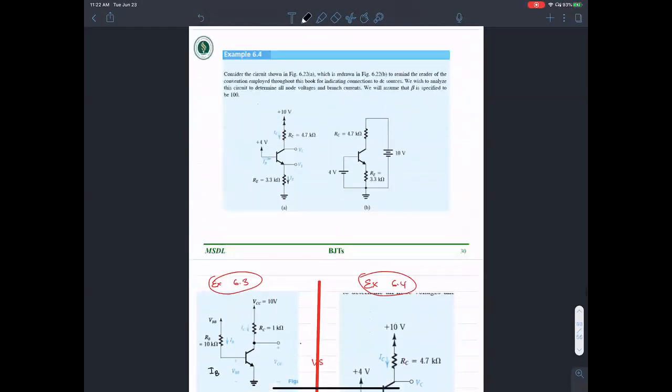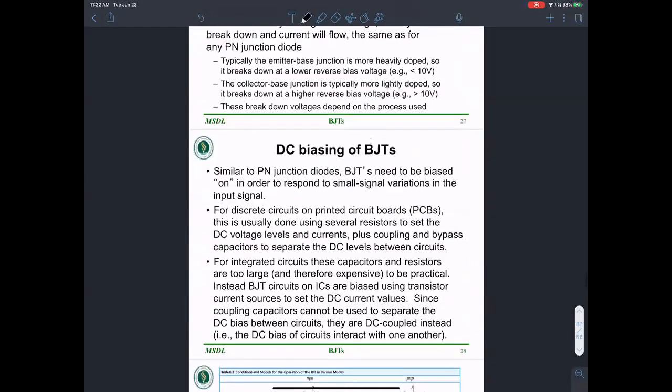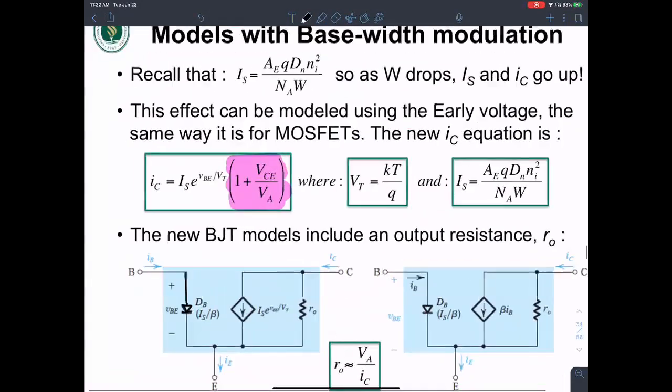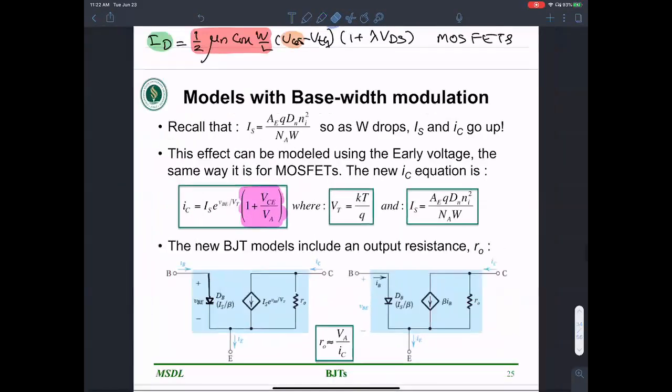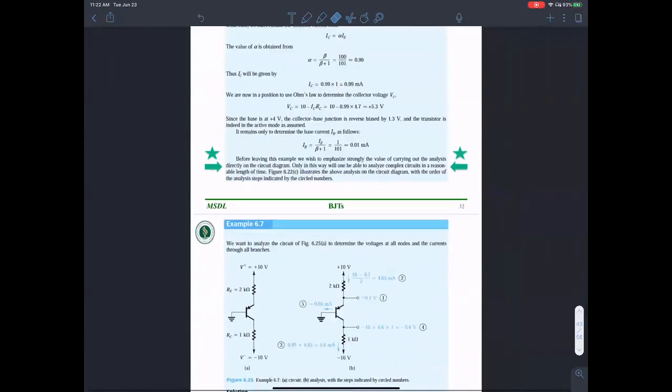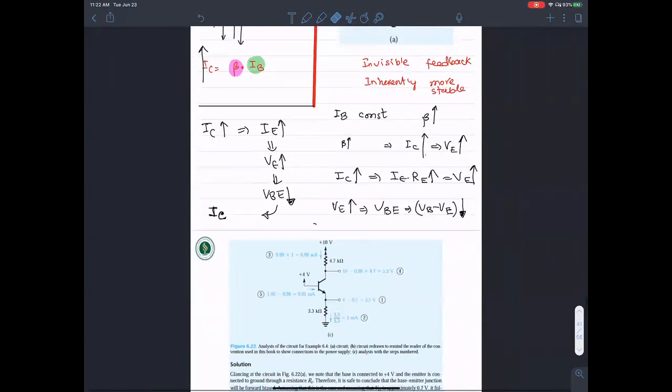Go back to the equation. What is the equation for IC? The equation for IC is that IC is exponential of VBE. So when VBE decreases, IC should decrease, right? So as a result, IC will come down.